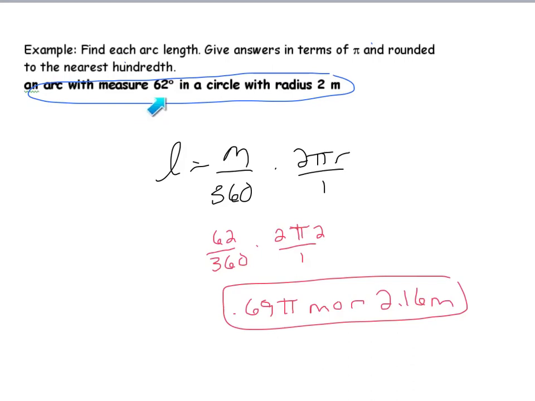All right, so the measure is 62. The radius is 2. So 2 times 2 gives you 4. 4 times 62 divided by 360 is about 0.69 pi meters. Then if I want it in terms of hundredths, I have to multiply by the pi. You get 2.16 meters.